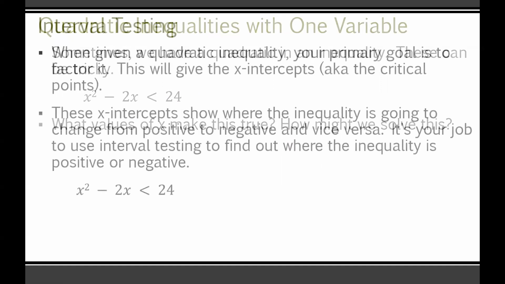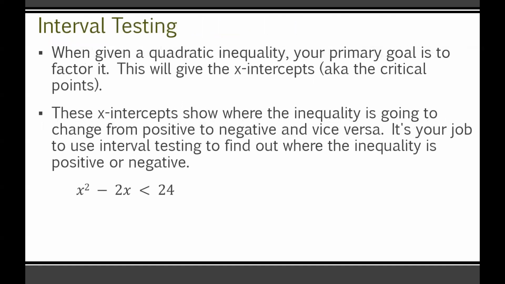That was a horrible explanation. I think it's way easier to see an actual example being solved. So when given a quadratic inequality, your primary goal is to factor it. This will give your x-intercepts, which we can also call critical points in this unit. Really, they're just your x-intercepts, so you don't need to worry about that term too much.